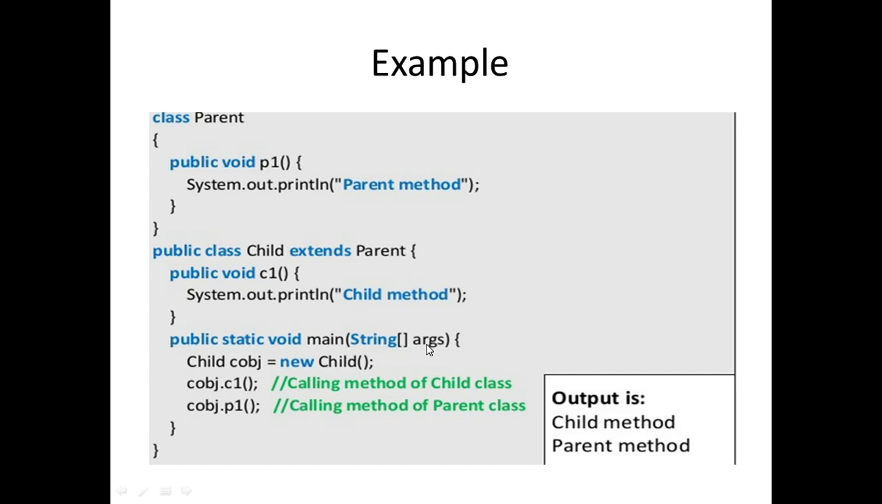In the main function, what I do, I create an object of the child class. So here I have created an object of the subclass. Child cobj is equals to new Child. I can call this C1 method and P1 method also by using this cobj. cobj.C1 means calling the method of the child class, and cobj.P1 is calling the method of the parent class. So what will be the output? First of all, C1 we have called, so child method is printed. Then P1 method is called, so the output is parent method.